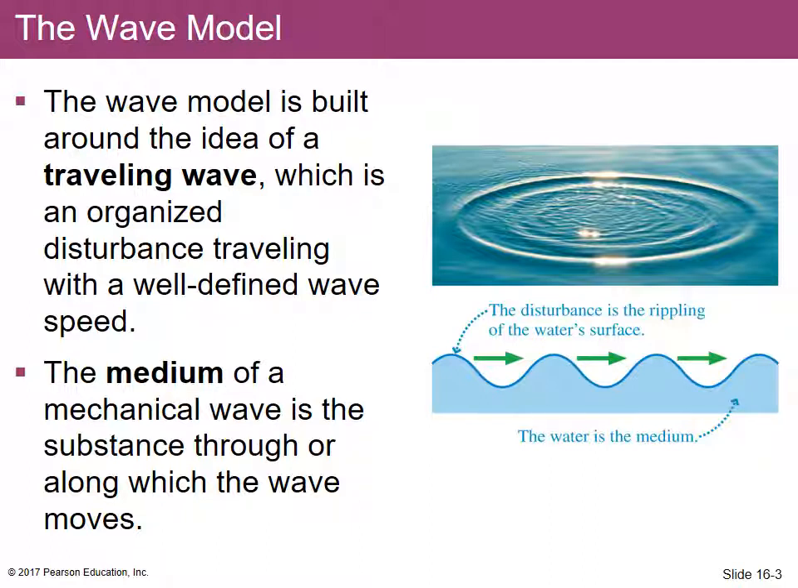Electromagnetic waves, from radio waves to visible light to X-rays, are a self-sustaining oscillation of the electromagnetic field. Electromagnetic waves require no material medium and can travel through a vacuum.